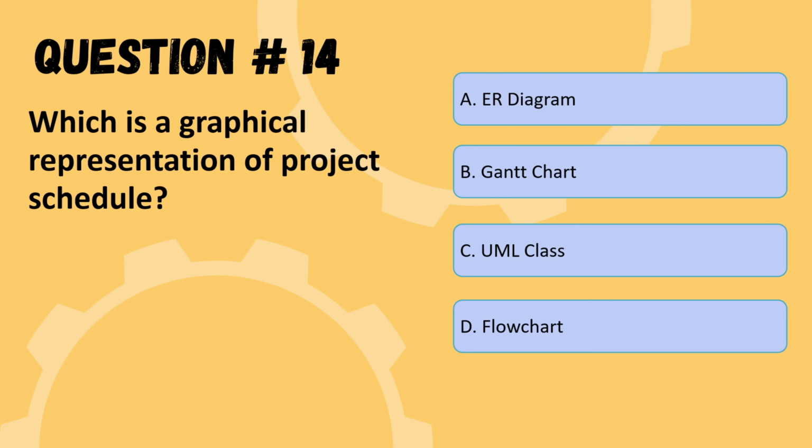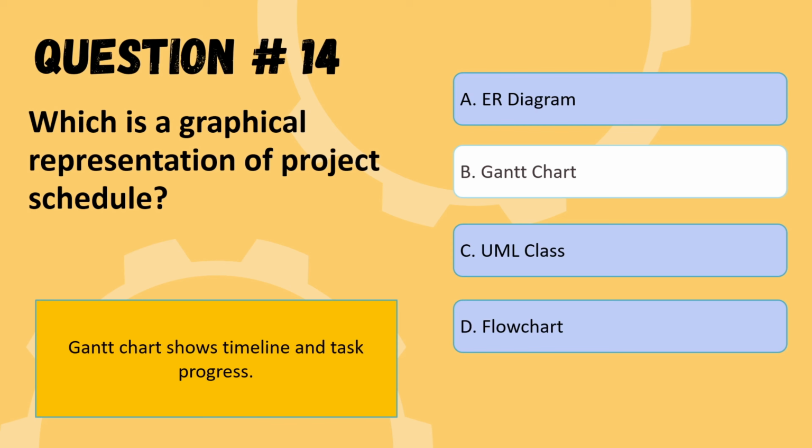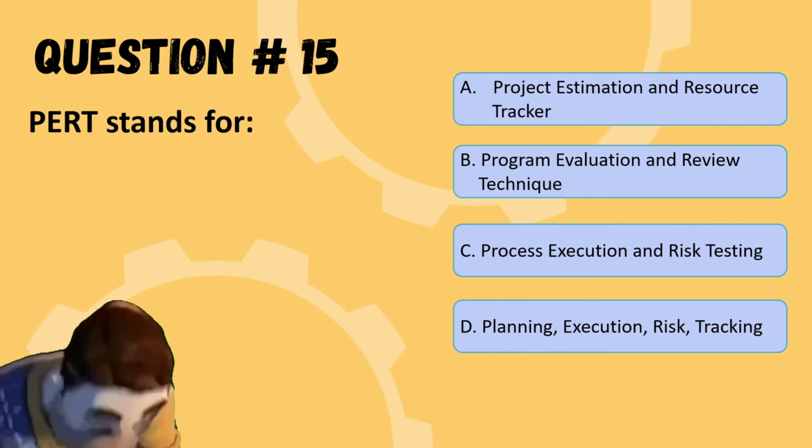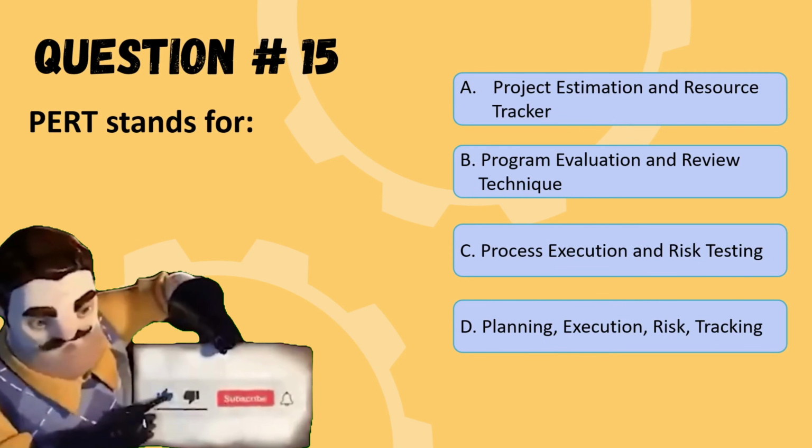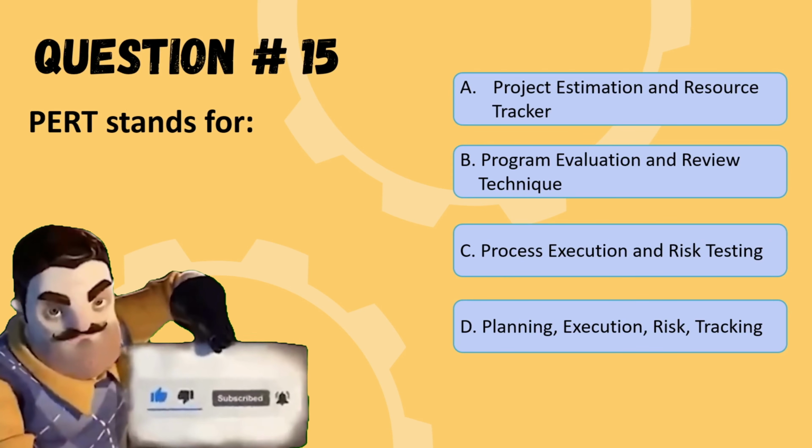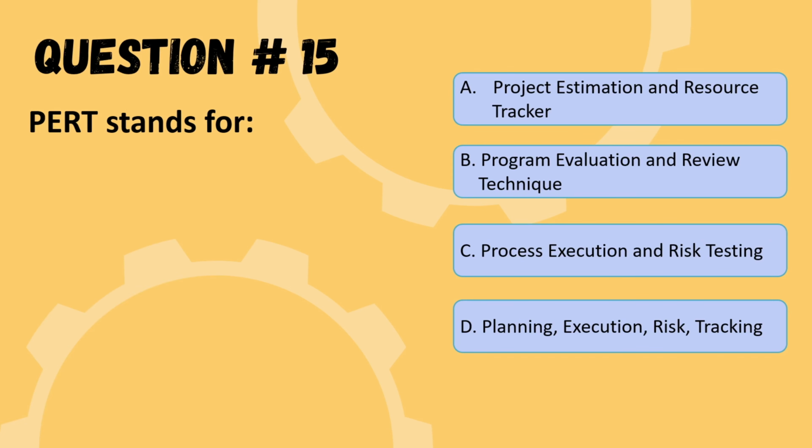Next question is, which is a graphical representation of project schedule? Options are ER diagram, Gantt chart, UML class, or flow chart. The correct option is Gantt chart. Next question is, PERT stands for. Option A, project estimation and resource tracker. Option B, program evaluation and review technique. Option C, process execution and risk testing. And option D, planning execution, risk or tracking. The correct option is program evaluation and review technique.